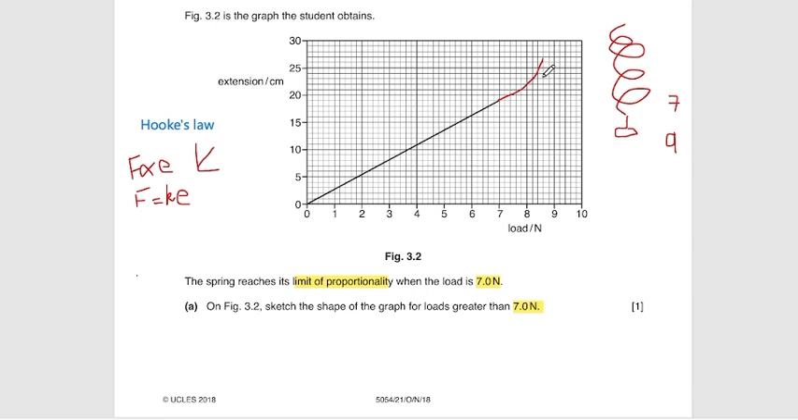And this curve is always going to be open to the extension side. Always make sure you remember that. If for example they give you a graph and you have load here and you have extension here, then the graph should look like this, because the opening of the curve should always be on the extension side. Done with the A part.